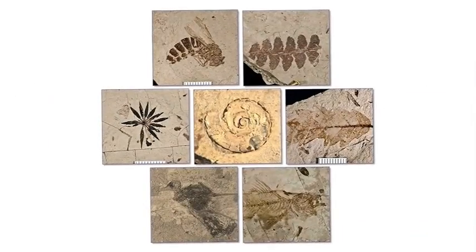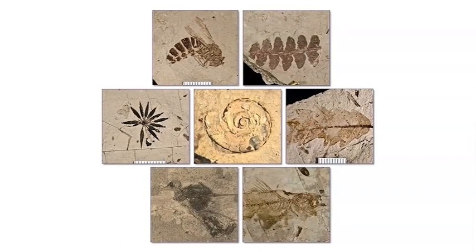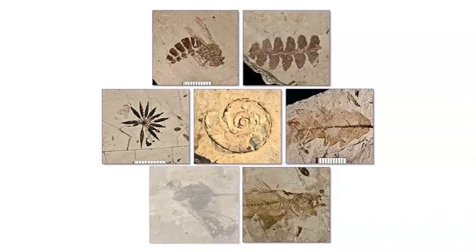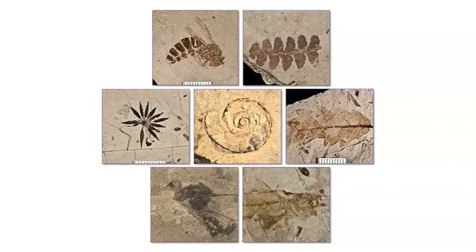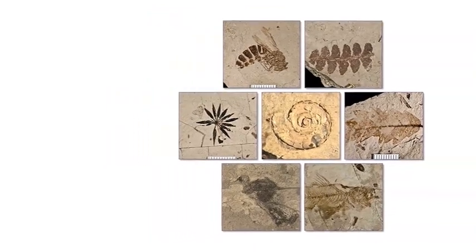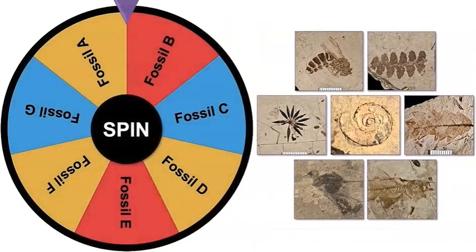Here we have 7 fossils that paleontologists found near the butterfly fossil and that come from the same time period. What can each of these fossils tell us about the environment where our butterfly lived? Let's observe them one at a time to see what we can learn. But where should we start? Hey, I know. It's time to play a game. It's time to play Fossil Wheel.